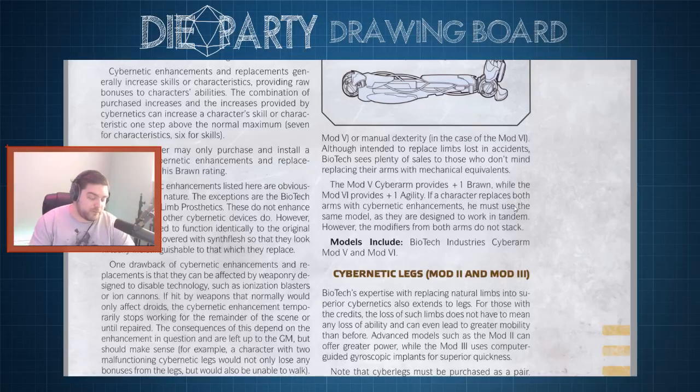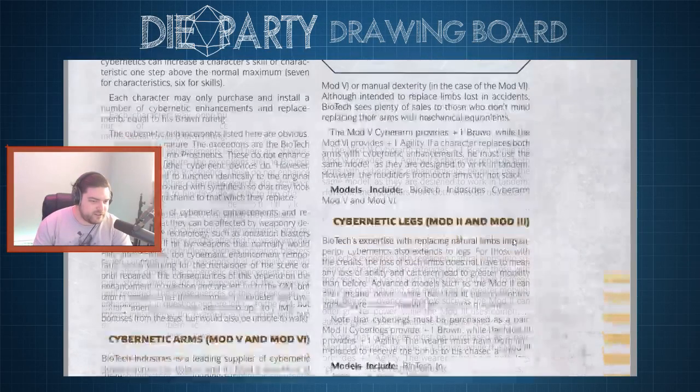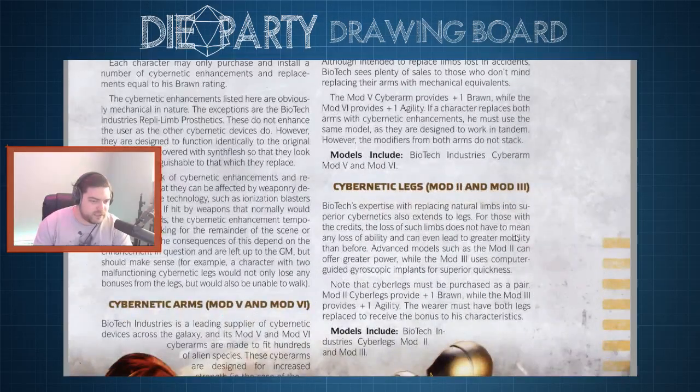If a character replaces both arms with cybernetic enhancements, he must use the same model. They are designed to work in tandem. However, modifiers from both arms do not stack. So it's not like he'll get a +2 brawn if he has 2 arms. So, not the arms. He should be capable in his own right. Oh yeah. So what would he replace then? Okay, so you can get legs that increase the brawn as well. That's weird.